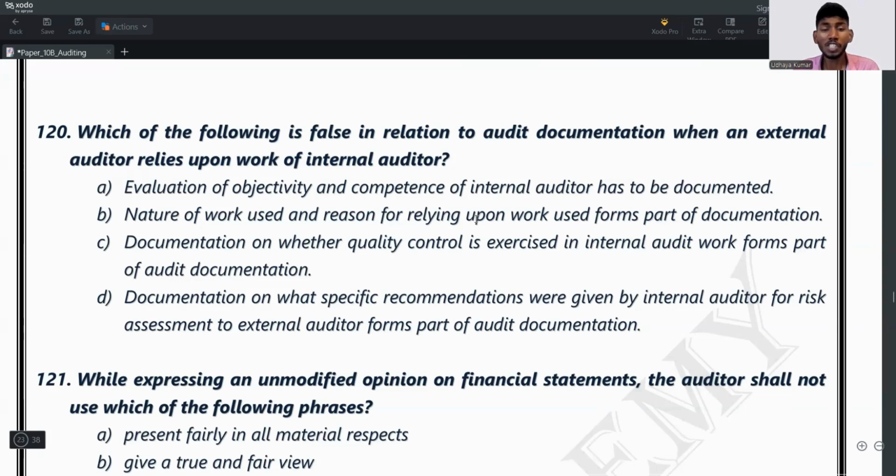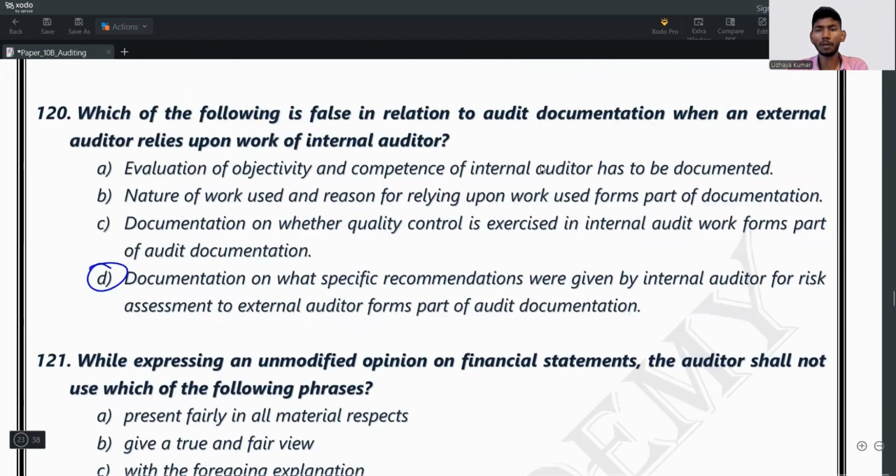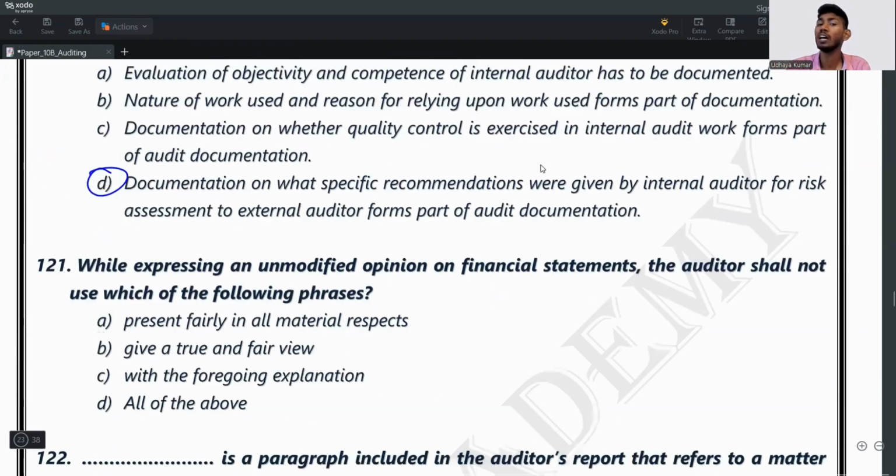Then documentation on whether quality control is exercised in internal audit work forms part of audit documentation. It is also true. But whereas documentation on what specific recommendations were given by the internal auditor for risk assessment to the external auditor forms part of audit documentation? No, all these things form part of it, but not exclusively this. So option D is the right option here. It is false in relation to audit documentation when an external auditor relies upon the work of an internal auditor.